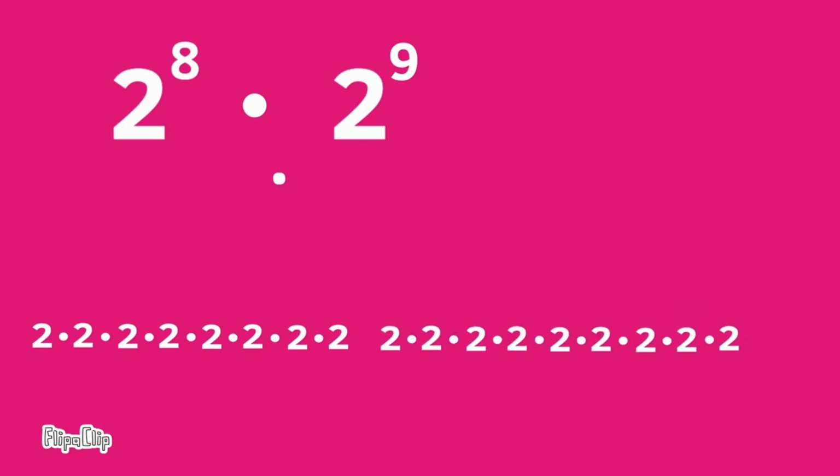2 to the power of 8 times 2 to the power of 9 equals 2 to the power of 17. Since the bases are the same, we can keep the base as 2 and add the exponents. 8 plus 9 is 17, so 2 to the power of 8 times 2 to the power of 9 equals 2 to the power of 17.